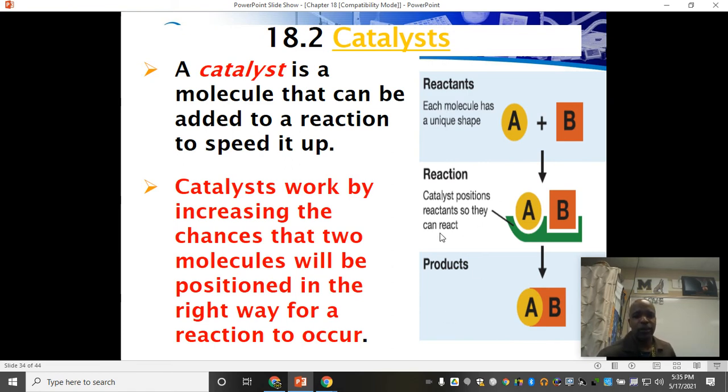So what a catalyst does, this green thing here, is it puts this A and B together, just holds it long enough that there might be a reaction there. That's what your enzymes do in your body. They're catalysts.